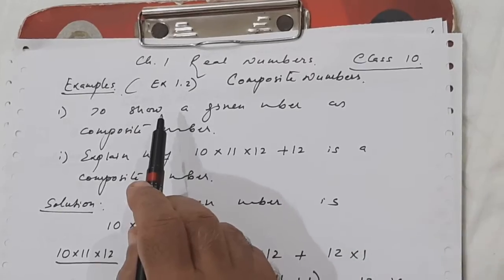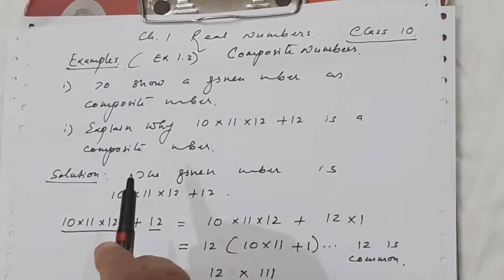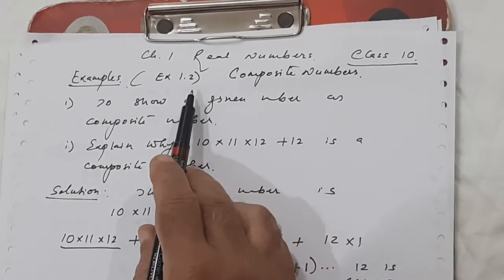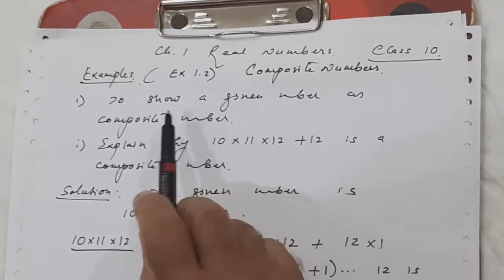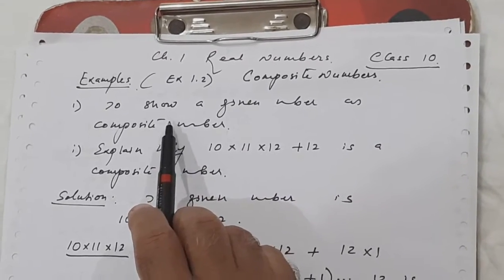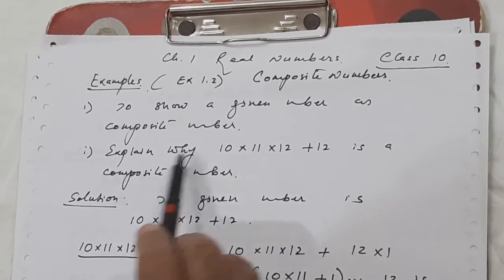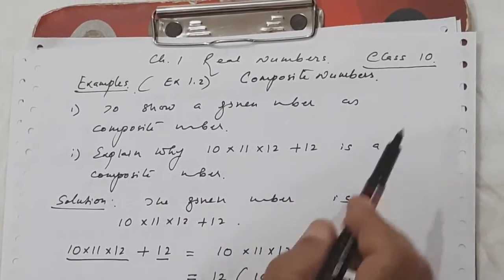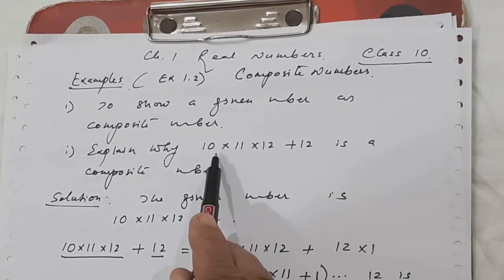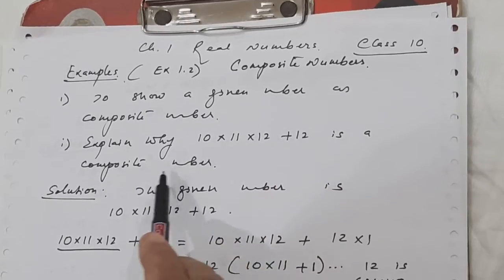In today's example, I am going to show you a few examples from exercise 1.2. One of the examples is to decide whether the given number is a composite number. Okay, so now the question is: explain why 10 into 11 into 12 plus 12 is a composite number.